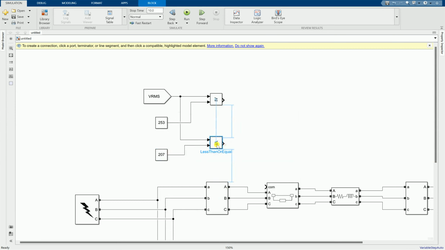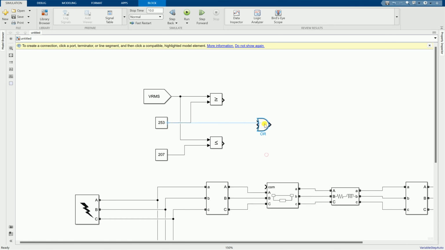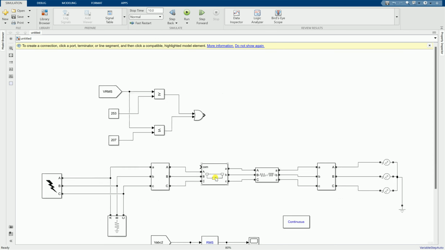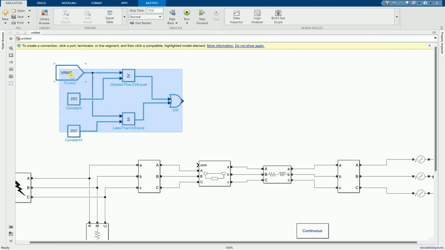So we have this first condition: if voltage is greater than 253 or voltage is less than 207, I would like the circuit breaker to be opened. So we need this condition or this condition. We will add an OR function like this, and it will take the OR from here or from here. Remember, the circuit breaker will be opened when the signal here becomes 0.